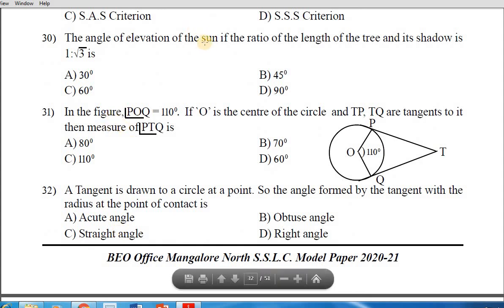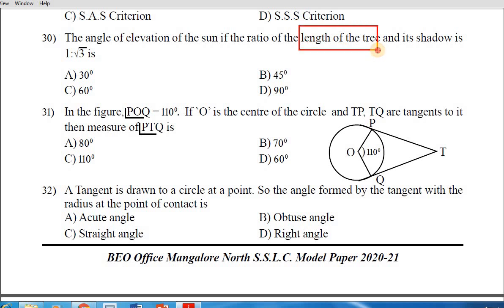Question number 30, children. The angle of elevation of the sun, if the ratio of length of a tree and its shadow is 1:√3, means perpendicular is 1, base is √3, and length and shadow, it means perpendicular and base, is related to tan. So for what angle of tan do we get 1/√3, children? That is for tan 30 degree. Therefore for question number 30, the right answer is A, 30 degree.